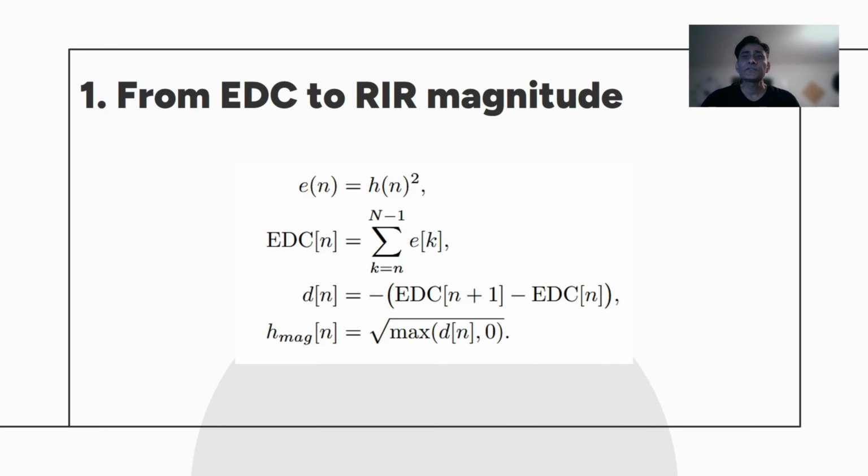Energy decay curves are cumulative sums of squared impulse responses. So, if we differentiate the EDC and take the square root, we can retrieve the magnitude of the RIR. Mathematically, we compute the negative differences between consecutive EDC samples and then take the square root of the positive part. This gives us the magnitude envelope of the RIR.